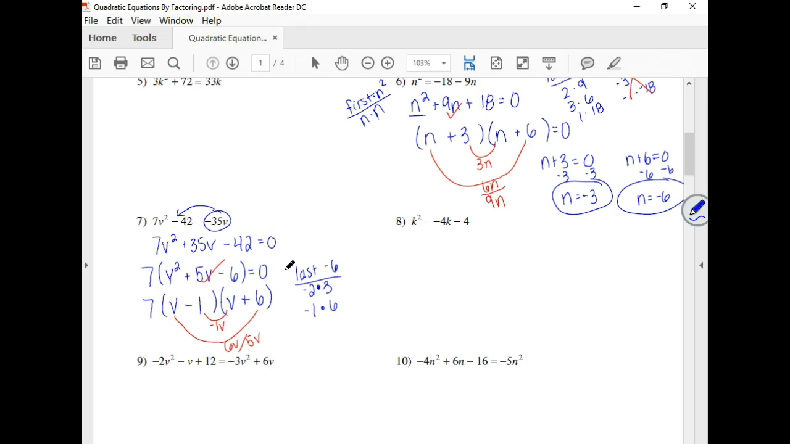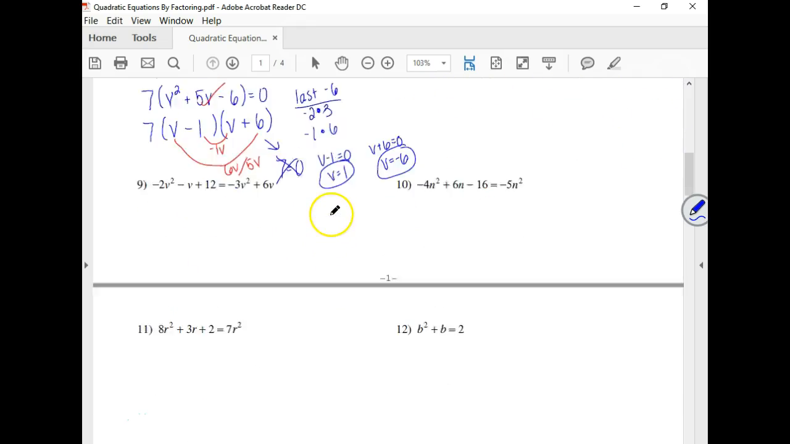So to solve, I'm going to set each one of these equal to 0. My greatest common factor is out here. I'm going to set it equal to 0, but it's not going to give me an answer because there's no variable involved with that. Sometimes there's a variable in the greatest common factor. Then I set v minus 1 equal to 0, which is going to give me v equals 1 whenever I solve it. And then I'm going to set v plus 6 equal to 0, which is going to give me v equals negative 6 whenever I solve that. So I get 1 and negative 6 as my answers for number 7.